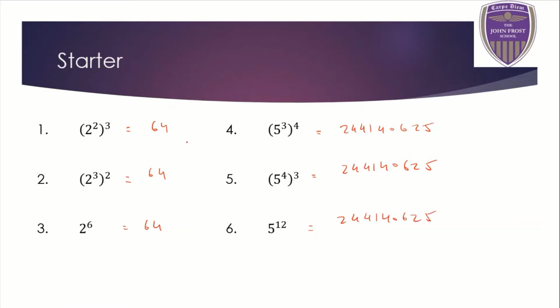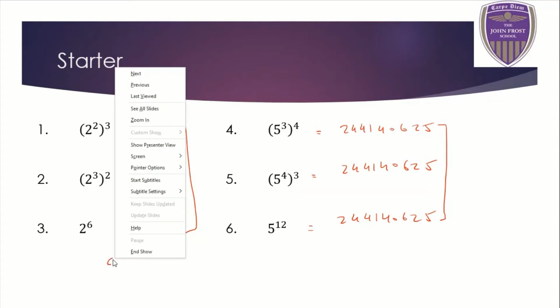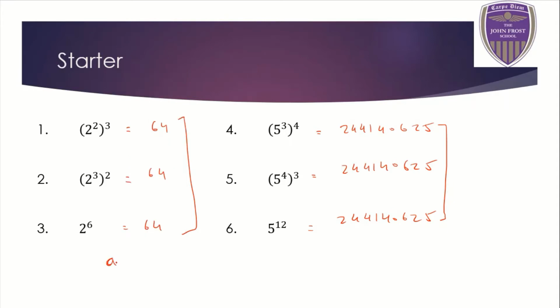Well, see, these first three are the same here, and these are the same here, and there's an obvious connection. Remember from GCSE, if you take a base, say call it A, you raise it to some power M, and then raise that to some other power N, the result is exactly the same as multiplying the powers together first, and then taking the power.